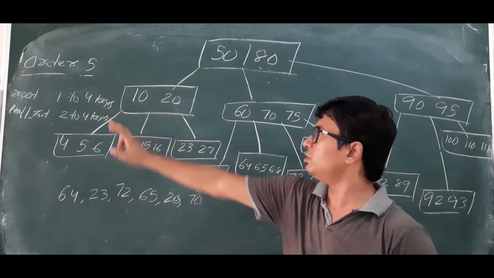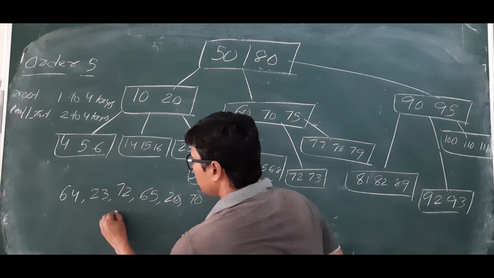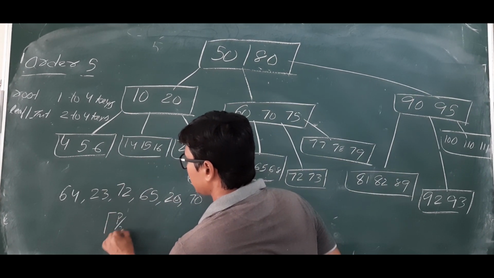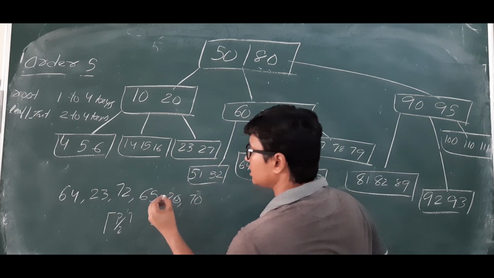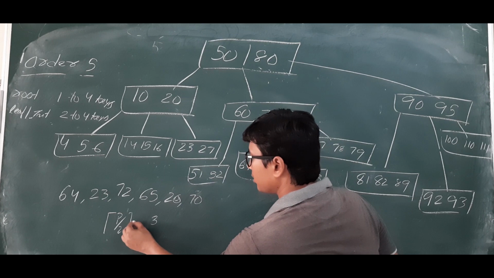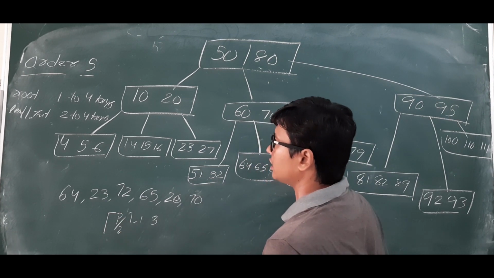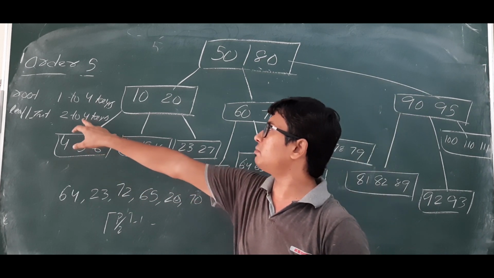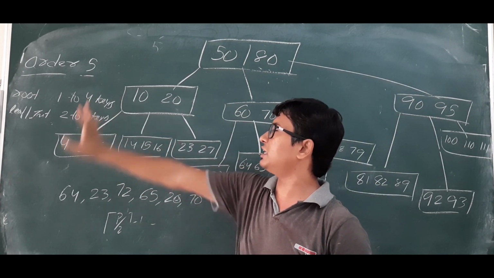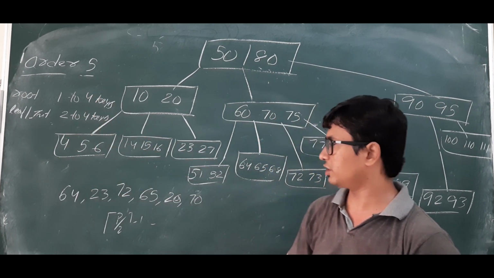How I got 2 minimum keys: the minimum number of children is ceiling of p by 2, where p is 5. So 5 by 2 ceiling is nothing but 3 children it can have. The number of keys is p by 2 minus 1, so I will get 2 keys as the minimum, and the maximum number of keys is p minus 1, where p is 5. So the maximum will be 4 keys.